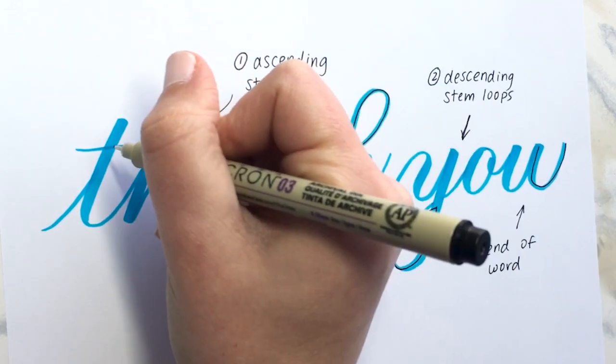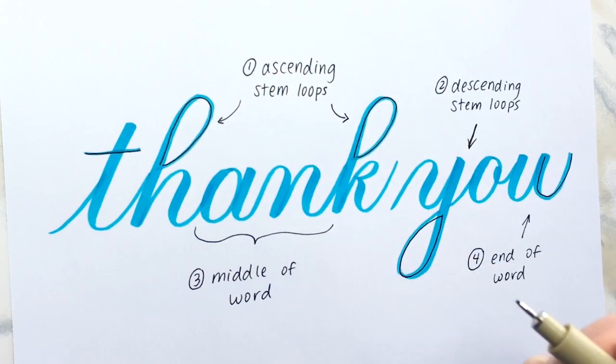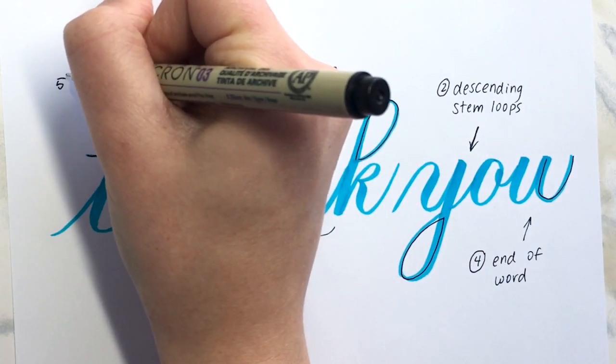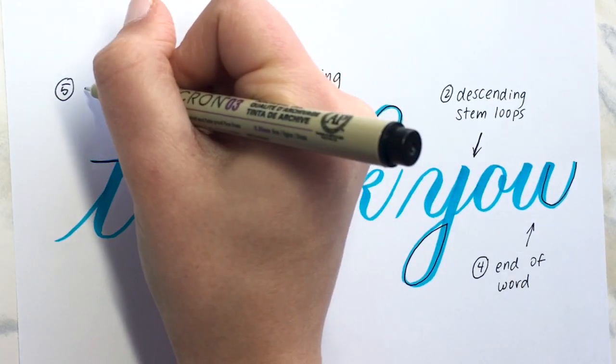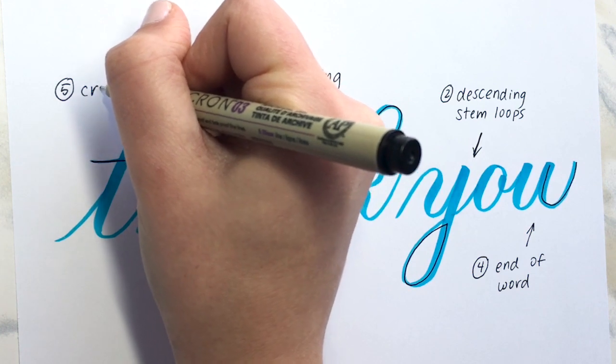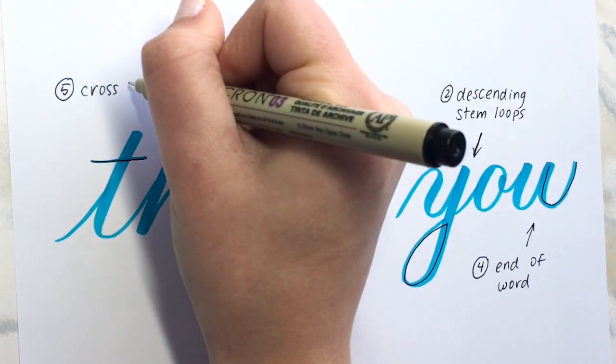And then lastly, we have the crossbar of the T. So there are lots of ways that you can embellish the crossbar.